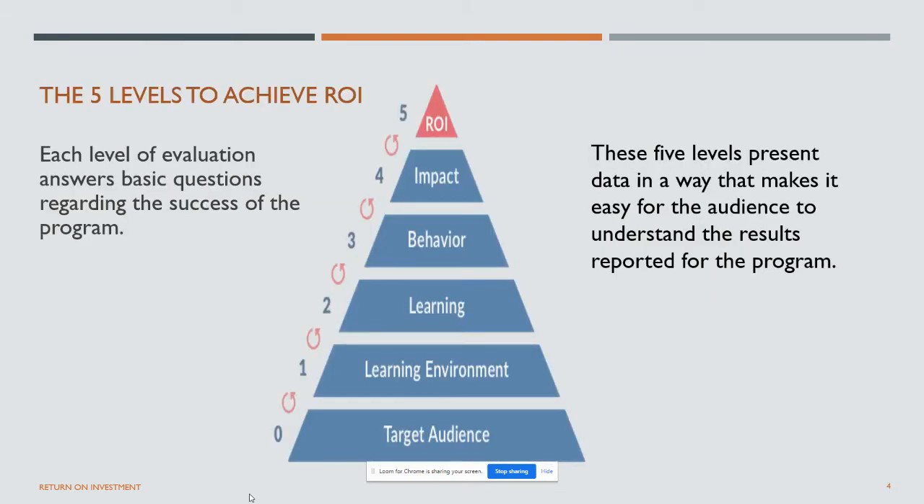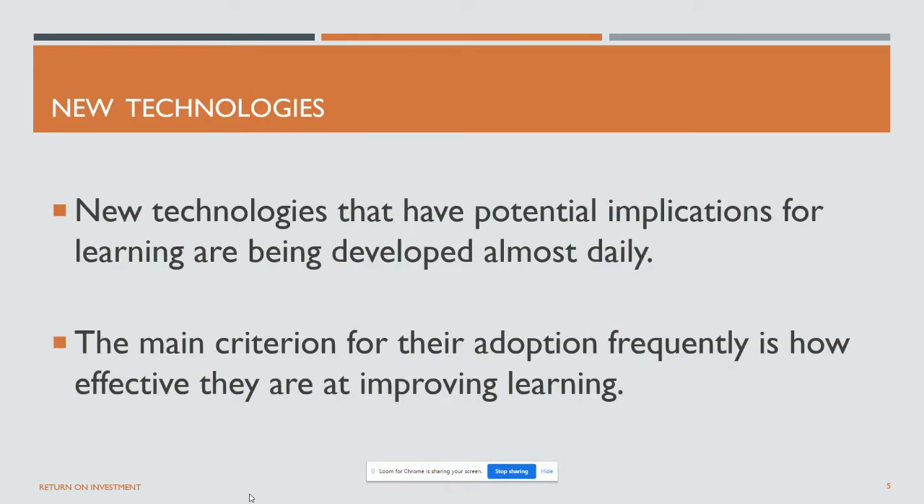The 5 levels to achieve ROI: target audience, your learning environment, learning, behavior, impact, and finally, ROI. Each level of evaluation answers basic questions regarding the success of the program. These 5 levels present data in a way that makes it easy for the audience to understand the results reported for the program. While each level of evaluation provides important standalone data, when reported together, the 5-level ROI framework represents data that tells a complete story of the program's success or failure.